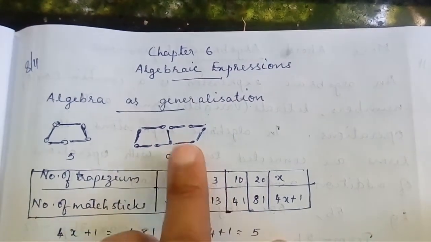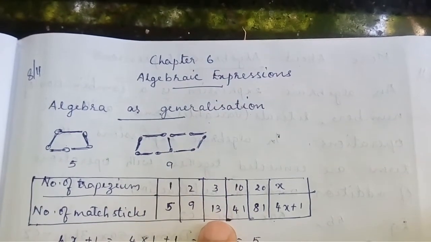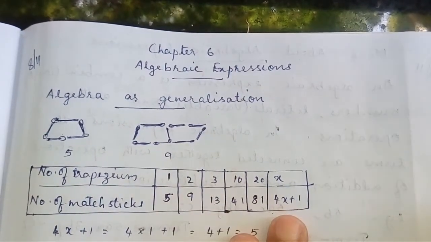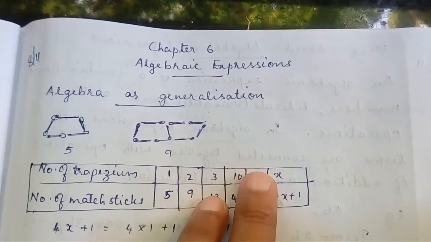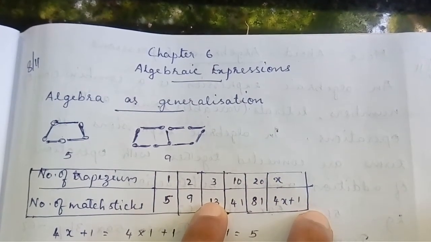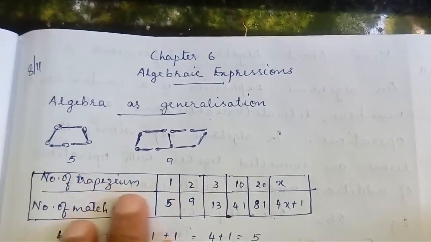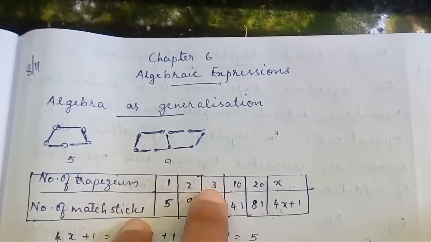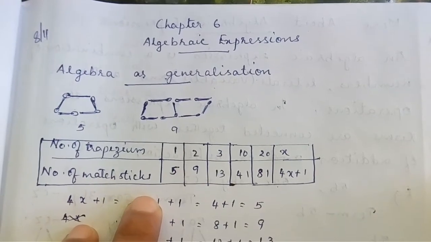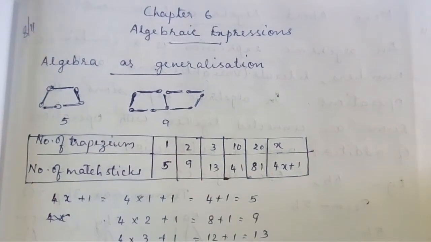Then for making 3 trapeziums, we need 13. Okay, 13 matchsticks are needed. Then here in the last column we can see x and 4x plus 1. We have to study what this x means and what 4x plus 1 means. Here we can see the numbers used. Number of trapeziums 1, 2, 3, etc. Then the number of matchsticks used for preparing the trapeziums, that is 5, 9, 13, and so on. You can see the numbers.